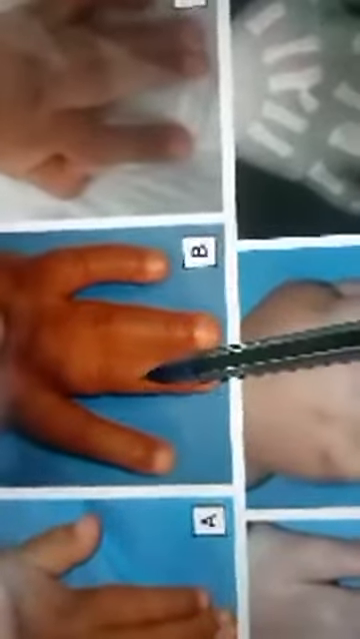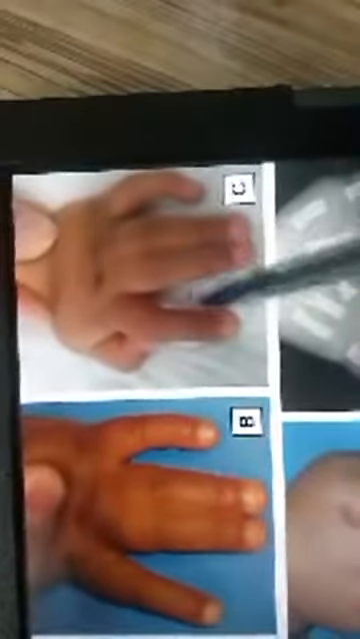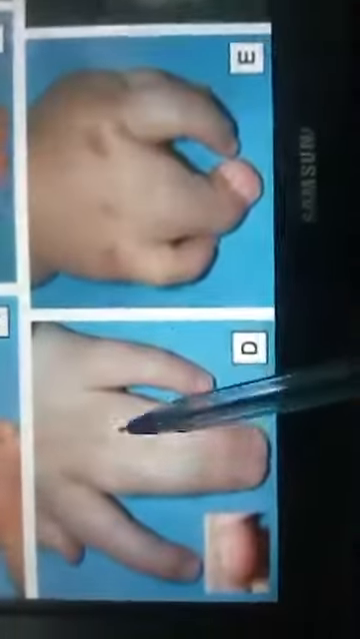So this is a simple syndactyly. You can see a simple syndactyly very clearly. Okay, so this is actually a complex syndactyly, where we have the bones in an abnormal shape. You can see this is also a simple syndactyly.